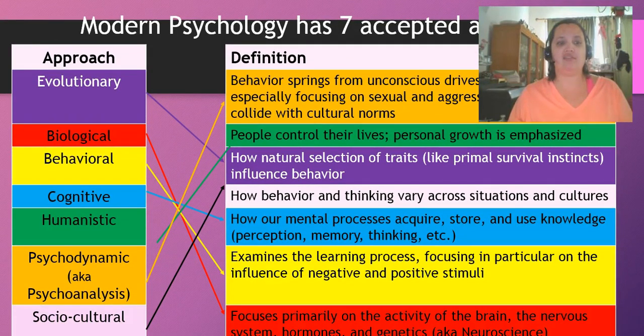All right, I use this slide to mention evolutionary psychology right here. And evolutionary psychology grew from the concept of functional psychology, which was influenced by Mr. Charles Darwin. And it says that the natural selection of traits influences behavior.